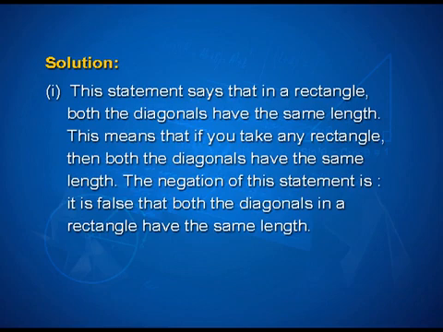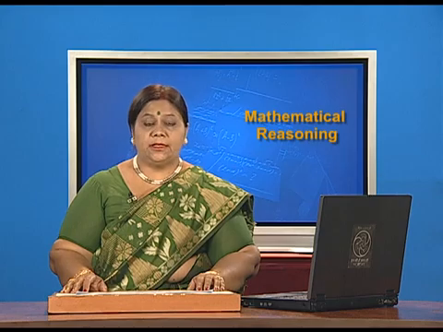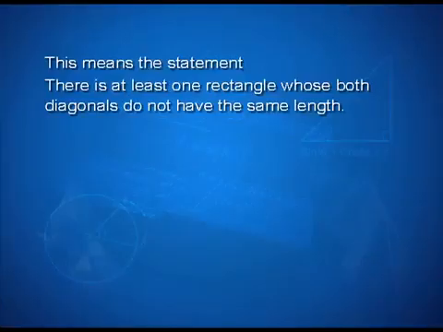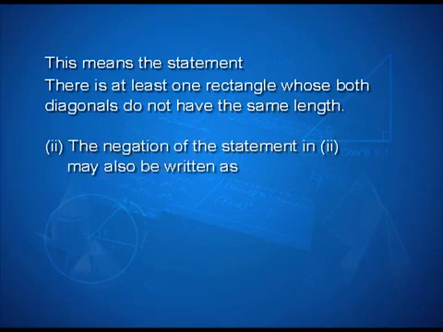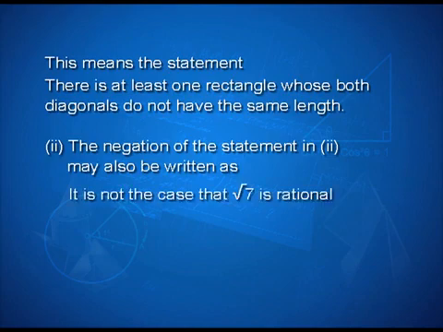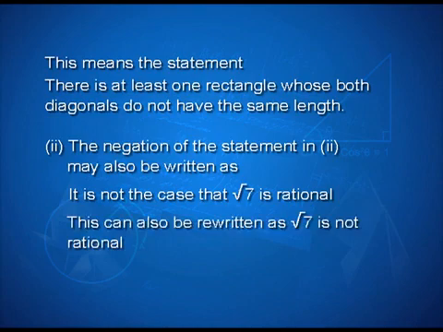The negation of this statement is, it is false that both the diagonals in a rectangle have the same length. This means the statement, there is at least one rectangle whose diagonals do not have the same length. Second, the negation of the statement in second may be written as, it is not the case that root 7 is rational. This can also be rewritten as root 7 is not rational.